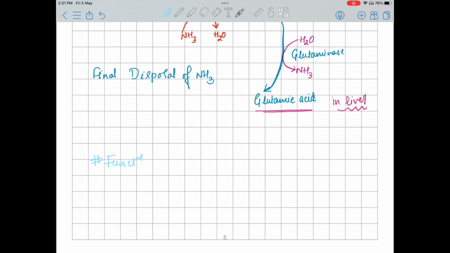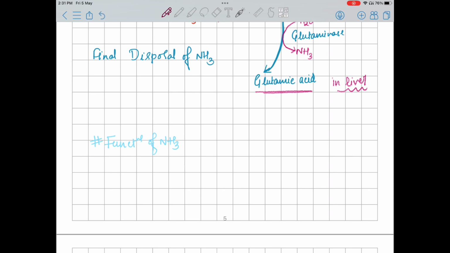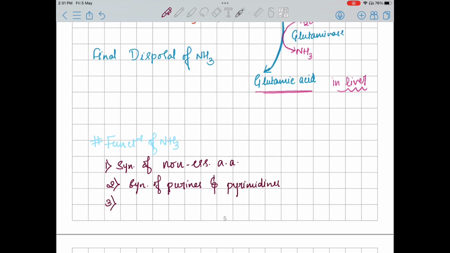This was the entire process in which glutamic acid is transported in the form of glutamine. Now we'll see three functions of ammonia. The first function is that it is used for synthesis of non-essential amino acids. It is also used for synthesis of purines and pyrimidines. Okay, not all the nitrogens in them, but certain nitrogens are present. Then NH4+, which is formed from ammonia, is used to maintain the acid-base balance in our body.